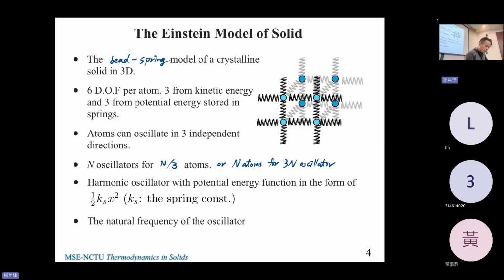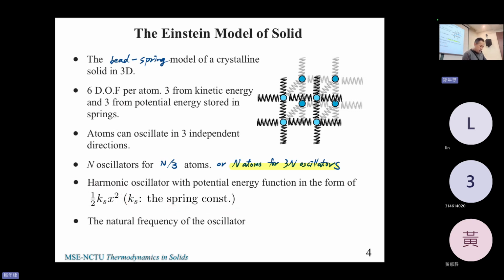Okay, so normally we choose this expression because normally we say n stands for the number of particles, the number of atoms. So normally we pick n atoms for 3n oscillators, and a harmonic oscillator with a potential energy function of half kx squared. Of course, half kx squared is how the spring stores its energy, right? K is the spring constant.